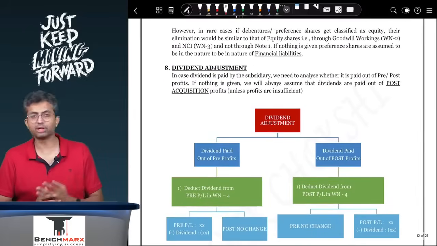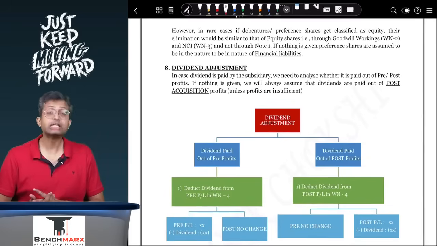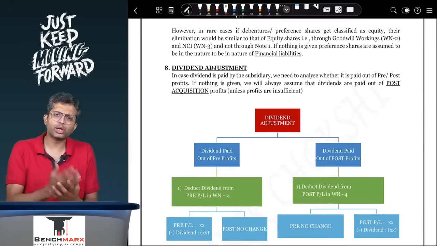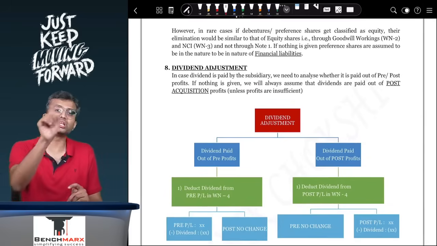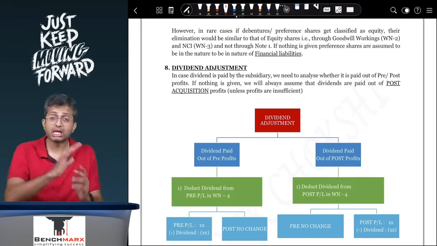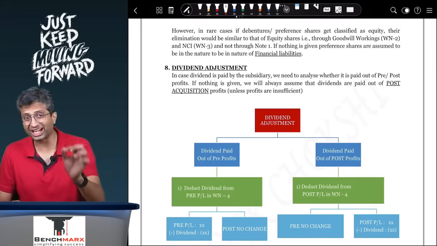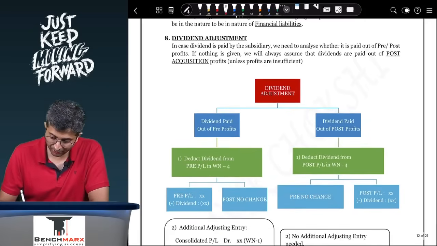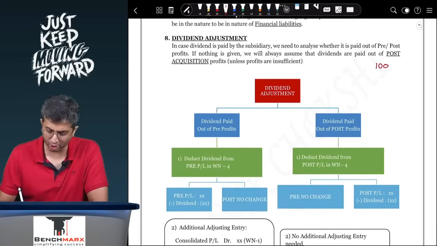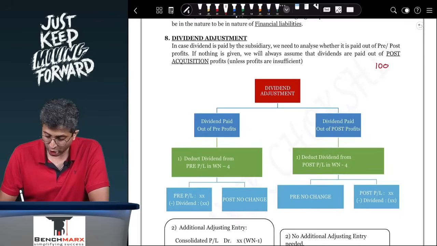Another very important, the third very important adjustment which I would rate is the dividend adjustment. Now over here the problem largely arises if the dividend is paid out of pre-acquisition profits. Remember, if dividend is paid out of pre-acquisition profits, what that might do is, over here, if as on date of acquisition you had 100 rupee profit, during the year you earned, let us say, 60 rupees and you paid 40 rupees out as dividend.